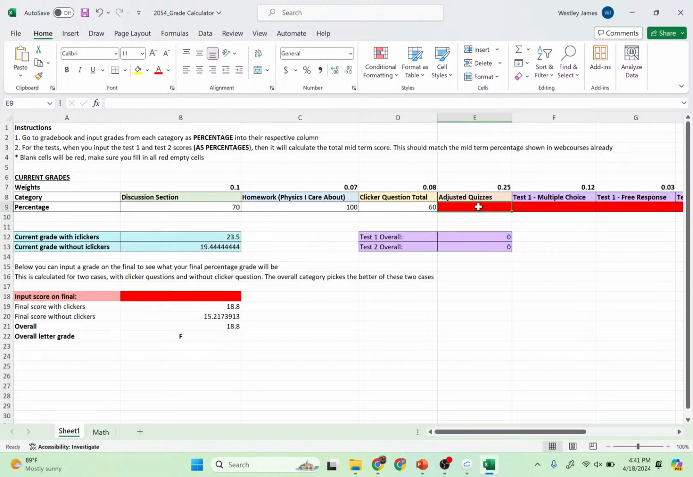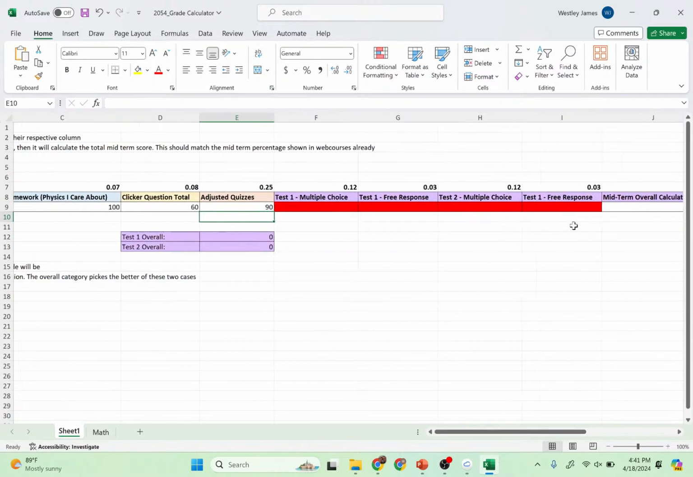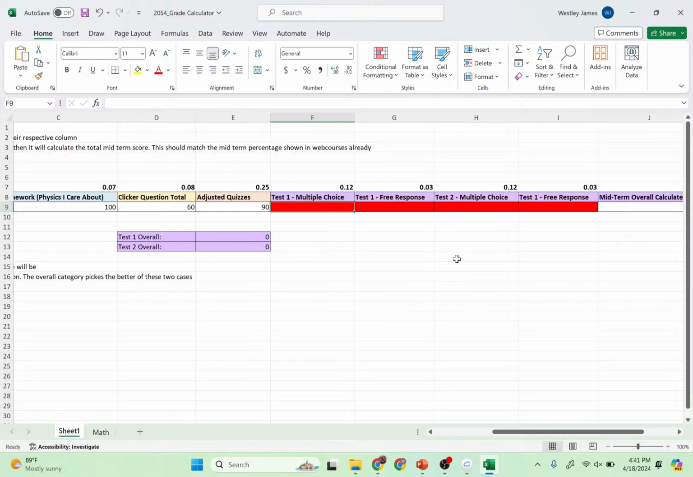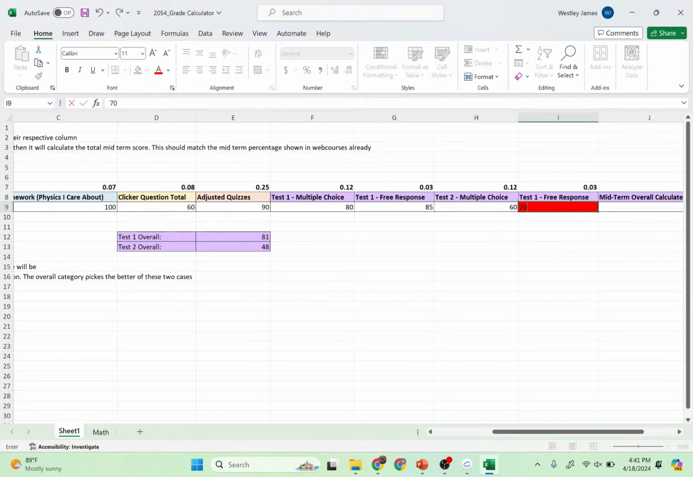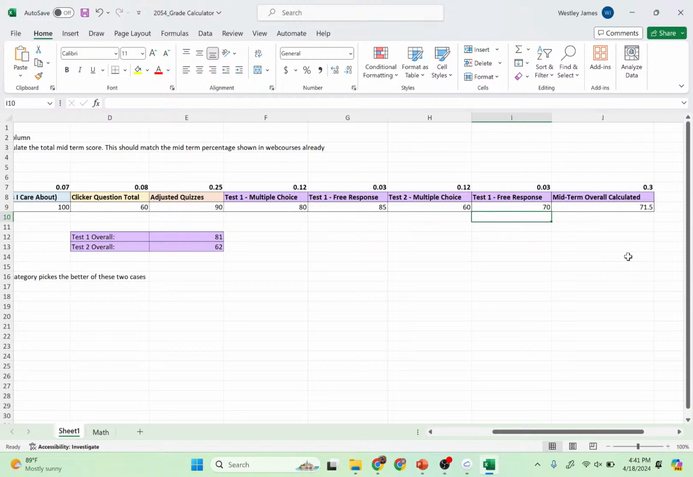Adjusted quizzes, 90%. You have to put your grades in for each test because this program, this thing I wrote, needs to know your test grades so I can determine whether or not the final replaces them. So you have to put the individual test grades in here. So say you got an 80% on test 1 multiple choice. And you got an 85% on the test 1 free response. On the test 2 multiple choice, didn't go as well. You got a 60% for the multiple choice, and you got a 70% for the free response.